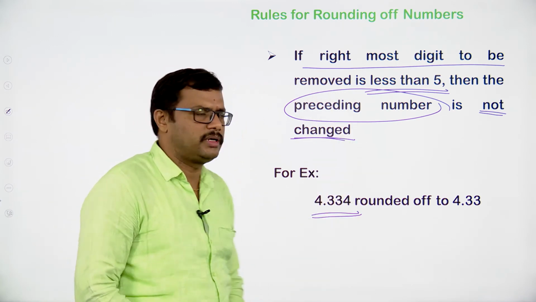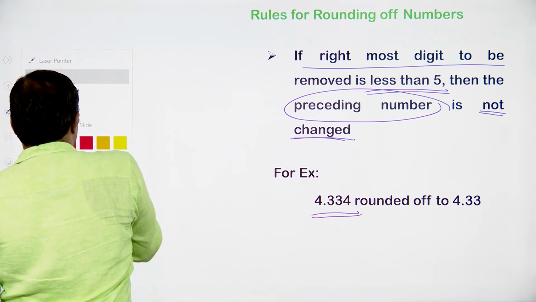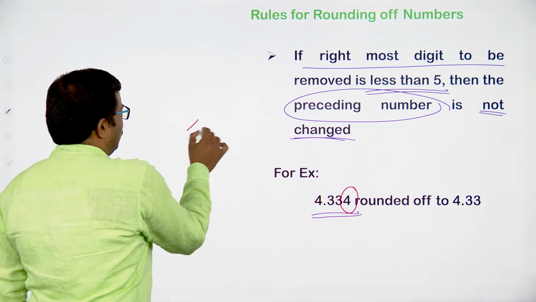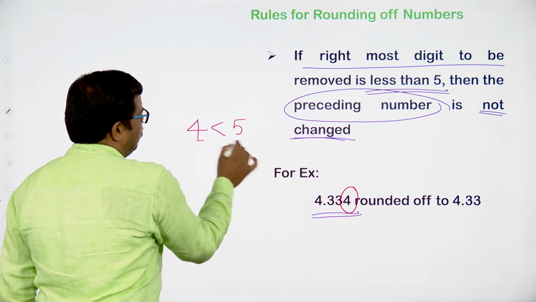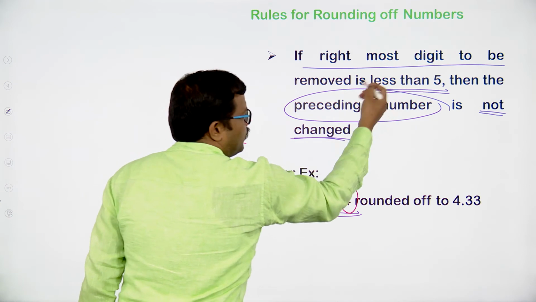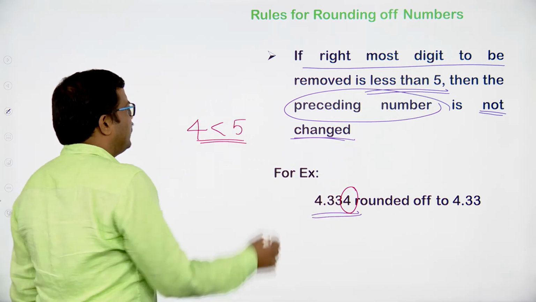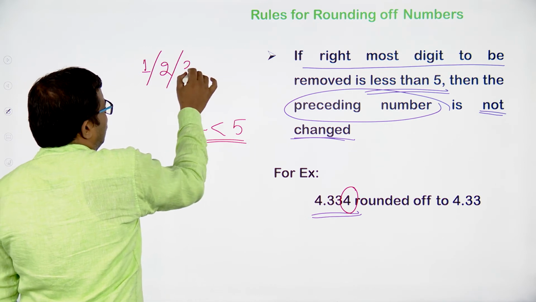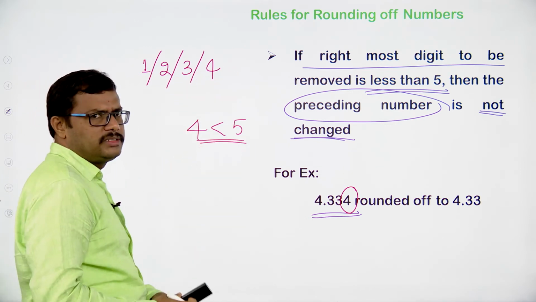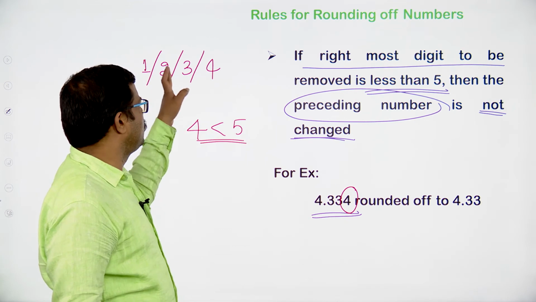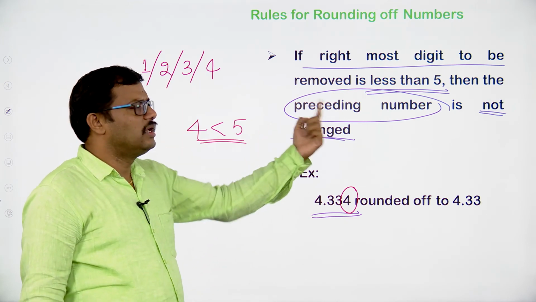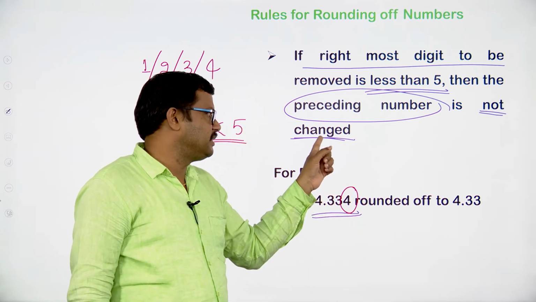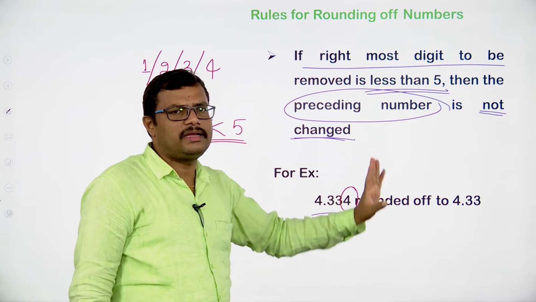I have to remove the last number. So what is the last digit present in it? It is 4. We know that 4 is less than 5. The rightmost digit to be removed is less than 5. So it may be 1, 2, 3 or 4. If the rightmost digit to be removed is 1, 2, 3 or 4, in that case, what do we have to do to the preceding number? We are not going to change the preceding number. We are going to keep it as it is.